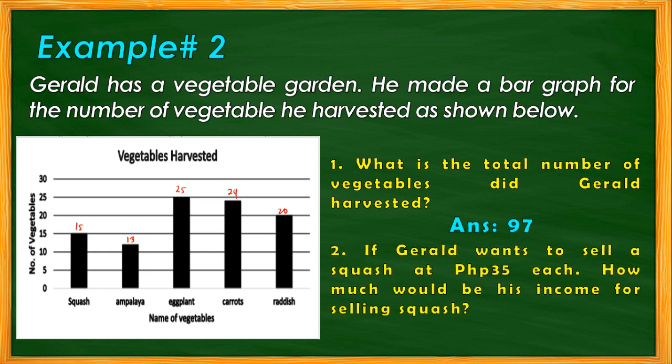Now, in question number 2, if Gerald wants to sell squash at 35 pesos each, how much would be his income for selling squash? As you can see, the number of squash in our bar graph was 15. So we have 15 multiplied by 35. The answer would be 525 pesos. So that would be the answer for question number 2.